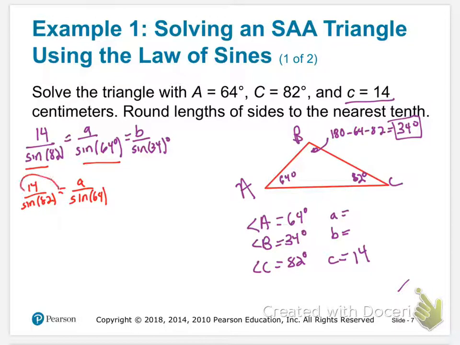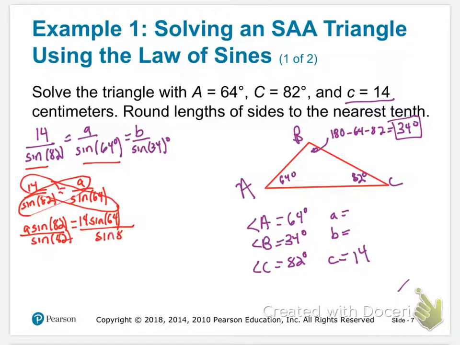We're going to cross multiply. Oh, let's try that again. A times sine of 82 equals 14 sine of 64. Gotta get A by itself and divide both sides by sine of 82. Now when we do this, we're able to put this into our calculator at once. I know not all of you guys probably have your calculators at home. When I did this, I ended up with 12.7 centimeters for side A.